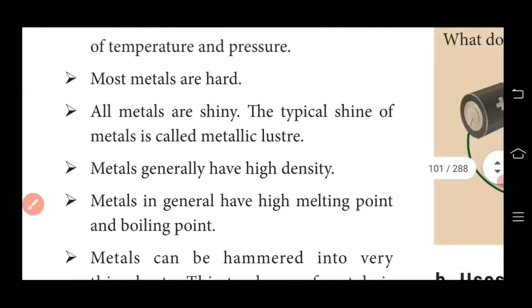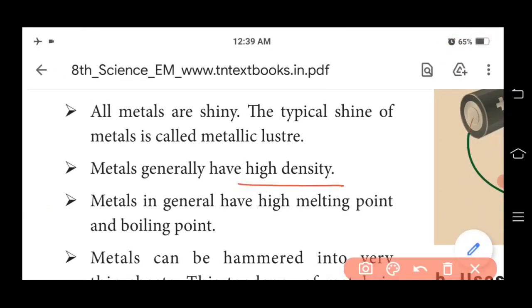And then metals generally have high density when compared to non-metals. And then the fourth one is metals in general have high melting point and boiling point. So they have high melting and boiling point.